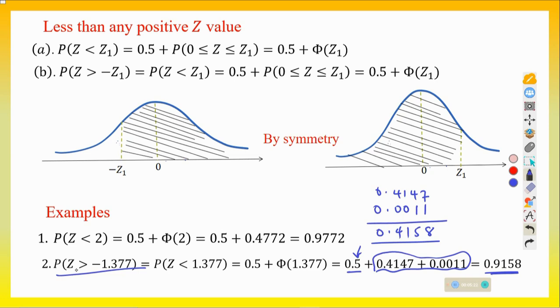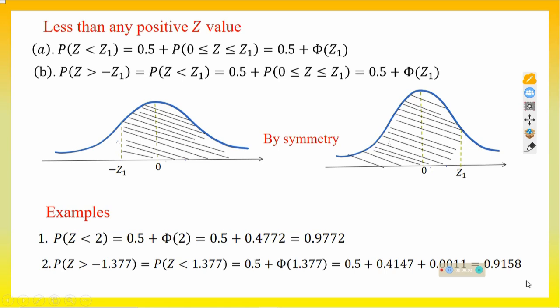Then it becomes P of Z less than. If it is less than and it is like this, simply know that for less than we get 0.5 plus the table reading. Then we shall also look at other different ways of how it is handled, especially if it is greater than.